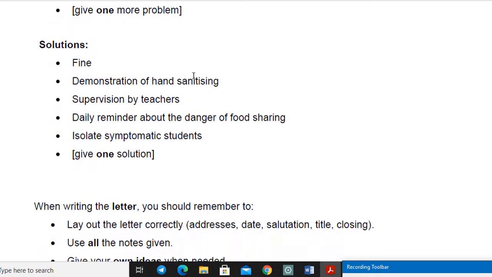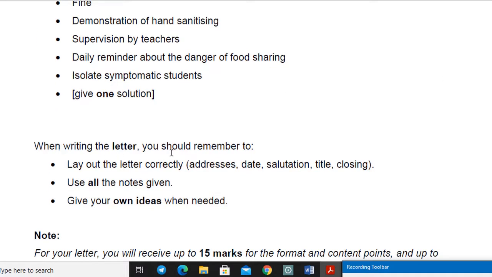Solutions. Demonstration of hand sanitizing. Supervision by teachers. Daily reminder about the danger of food sharing. Isolate symptomatic students. Give one solution. Yes, I know you hate this part. Okay, give one solution. Give one more problem. So you have to think.